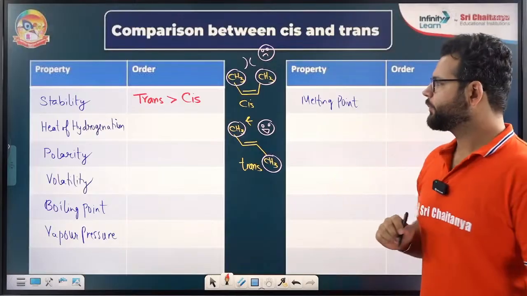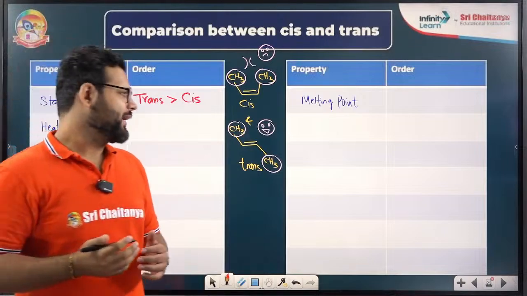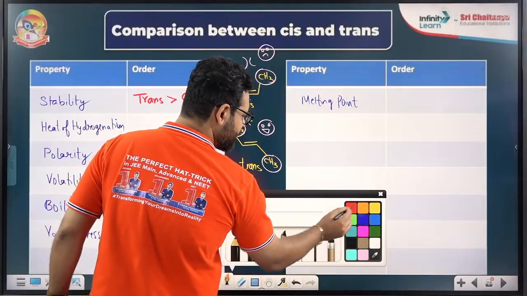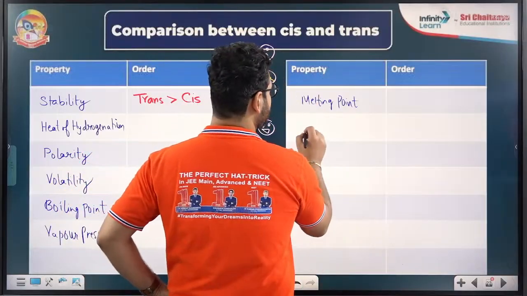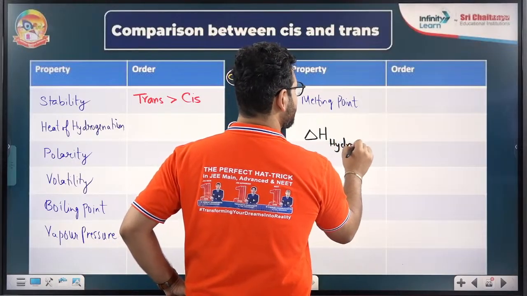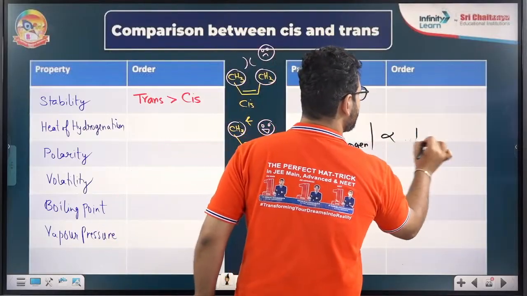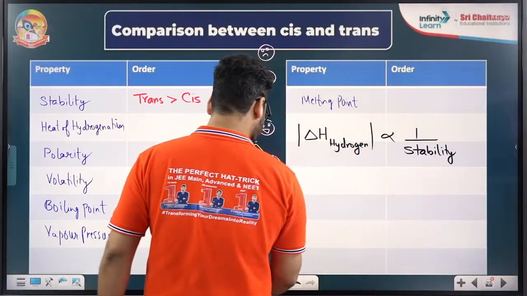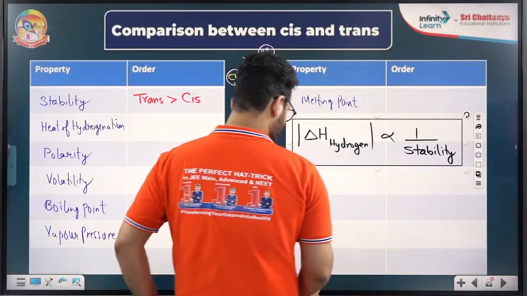When we talk about heat of hydrogenation, heat of hydrogenation is inversely proportional to stability. Please remember this. I am writing it as delta H of hydrogenation, meaning enthalpy of hydrogenation, magnitude, is inversely proportional to stability. Now, how can we imagine it? It is very, very easy to imagine.